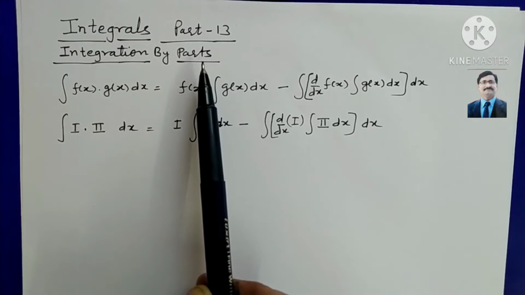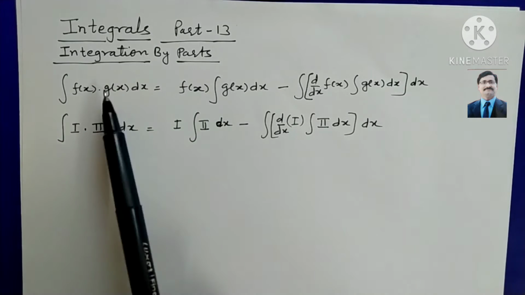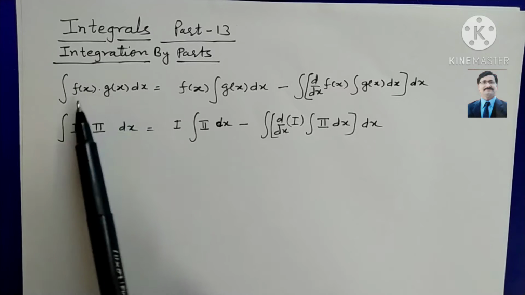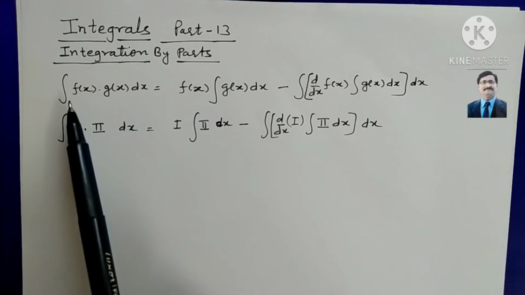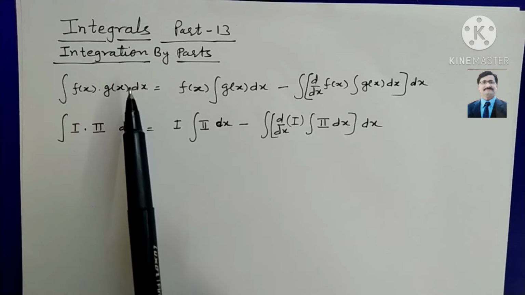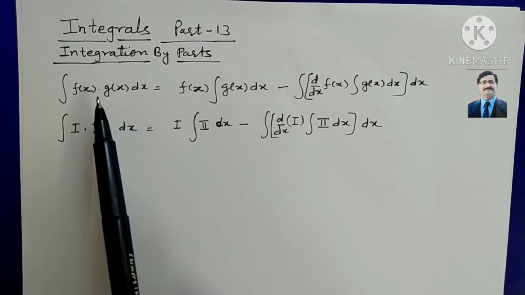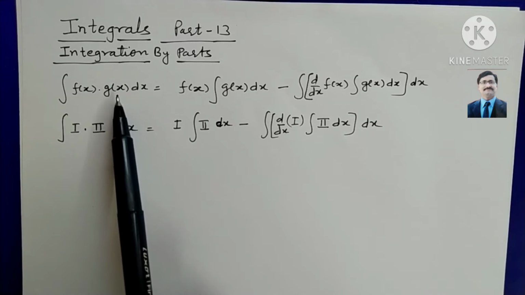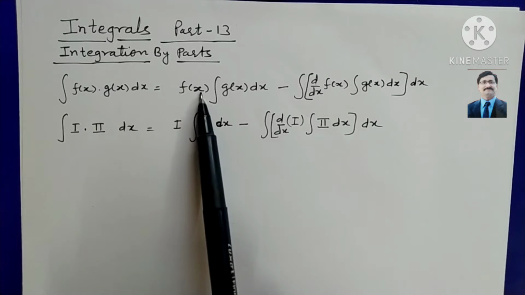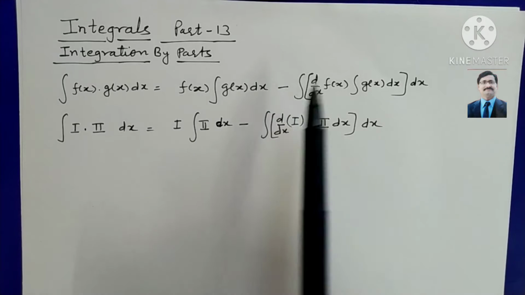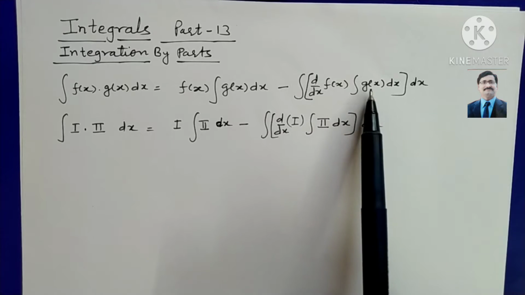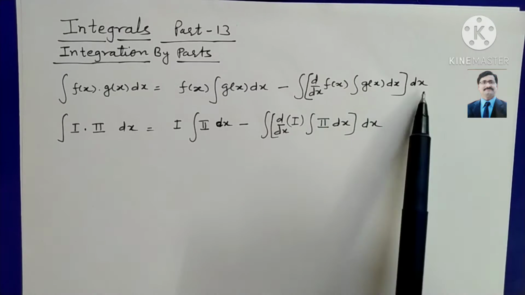Integration by parts is very important, and look here, we will do the integral of f(x) into g(x) dx. Here we have two functions, f(x) and g(x); g(x) is not a differential of f(x) and f(x) is not a differential of g(x), so we cannot use the substitution method here. Both are different functions, and we will use f(x) first. So we write f(x) integral of g(x) dx minus integral of, now differential of f(x) and integral of g(x) dx, and whole this dx we do.